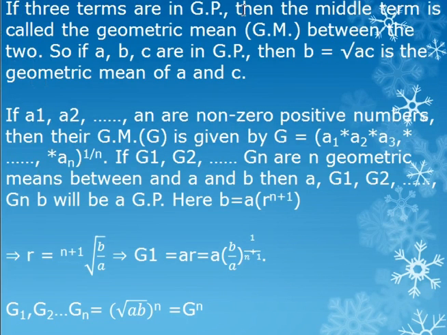If 3 terms are in geometric progression, say A, B, C, then the middle term is called the geometric mean between the two. A, this is C, this is B in the middle, are in GP. Then B is root AC, the geometric mean of A and C. So this is also the geometric mean of A and C, right?